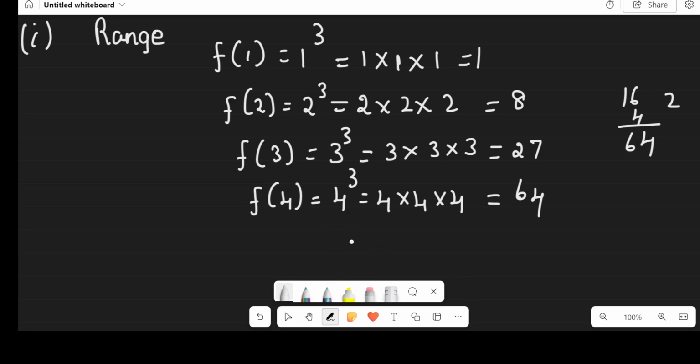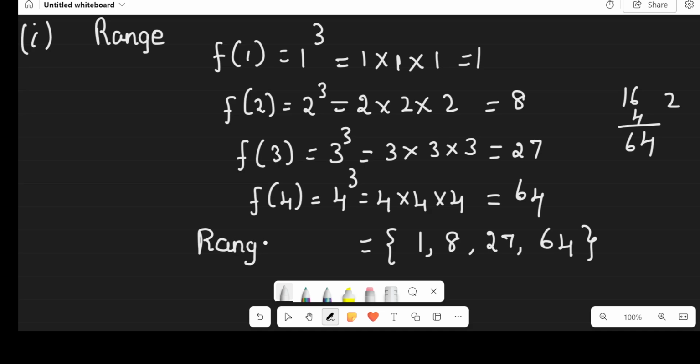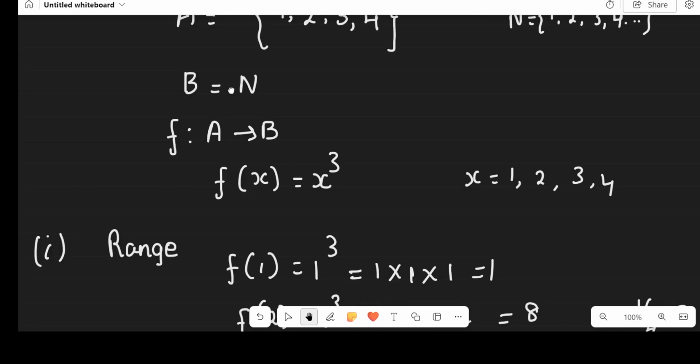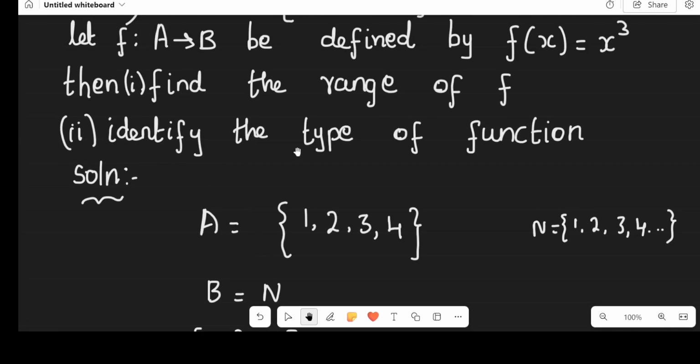So what will be the answer? We have to write it inside the bracket. So the answer is {1, 8, 27, 64}. This is the answer for the range, right? Next, what is the question? The next question is we need to find out the type of the function.